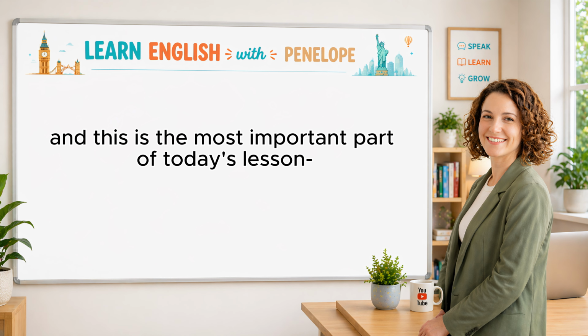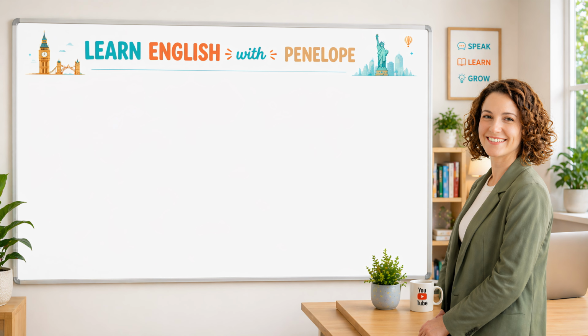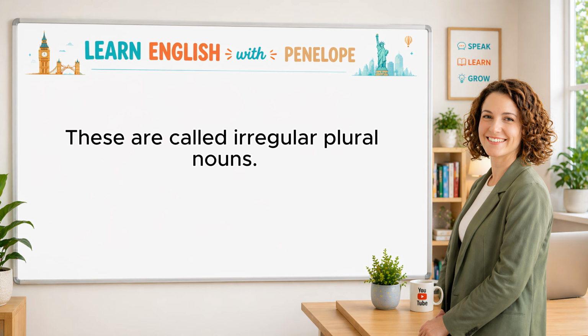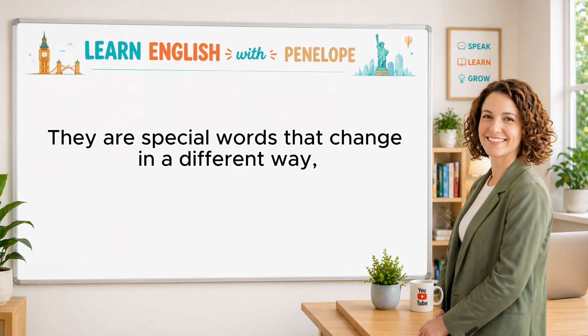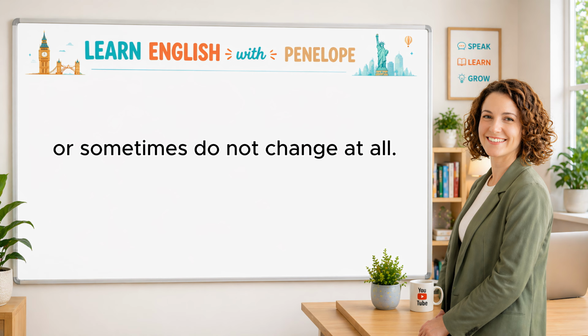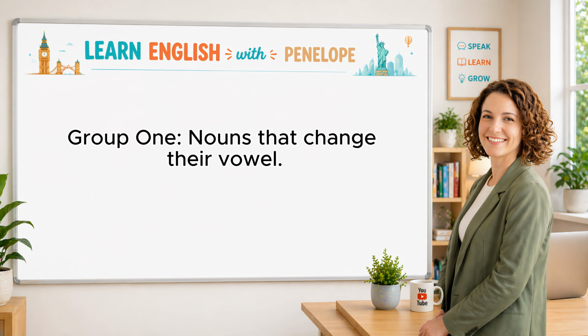Third, and this is the most important part of today's lesson, we learned that some nouns do not follow the regular rule. These are called irregular plural nouns. They are special words that change in a different way, or sometimes do not change at all. We learned 4 main groups of irregular plural nouns. Group 1, nouns that change their vowel.